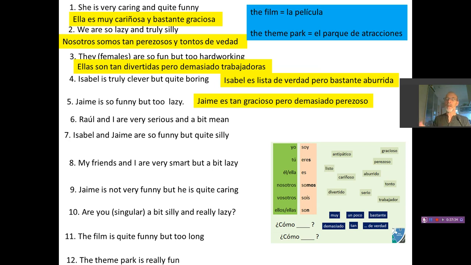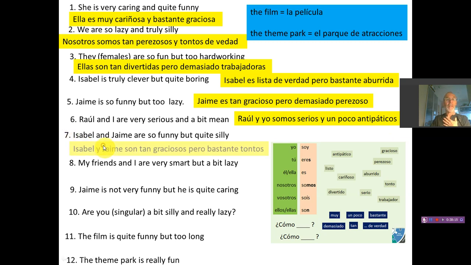We wouldn't keep saying Raúl and I, would we? What would we change that to? We would say we, wouldn't we? We would substitute saying Raúl and I every time for we. So you want the nosotros form here, somos. And it looks like this. Raúl y yo somos serios y un poco antipáticos. We're serious and a bit mean. And again, it's plural because it's Raúl and I, it's we, it's plural.